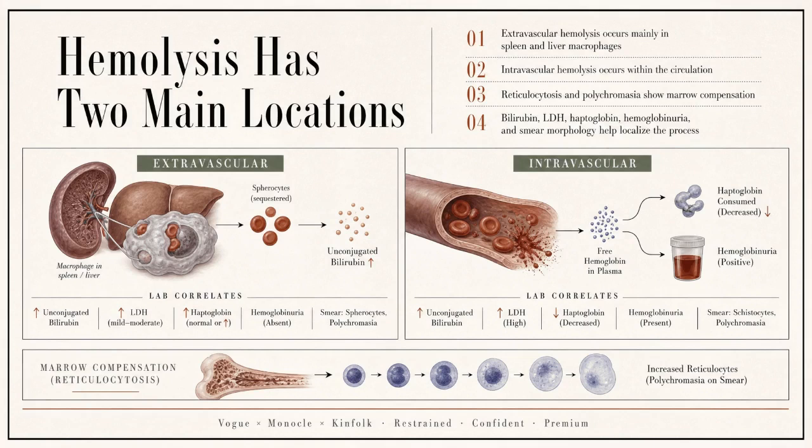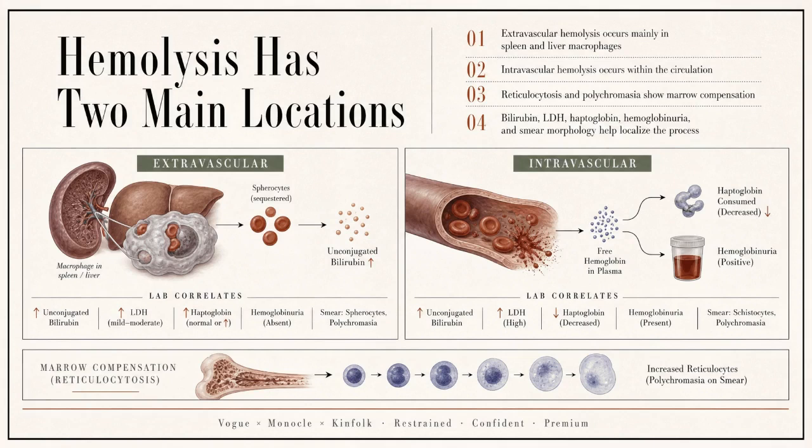However, intravascular hemolysis is more likely to produce hemoglobinemia, hemoglobinuria, and markedly reduced haptoglobin because free hemoglobin is released into plasma. Extravascular hemolysis more often produces splenomegaly and spherocytes, depending on the cause. From a morphology standpoint, spherocytes, schistocytes, polychromasia, nucleated red cells, or bite cells may all point toward hemolytic mechanisms. The main idea is to connect the smear pattern to where and how the red cells are being destroyed.